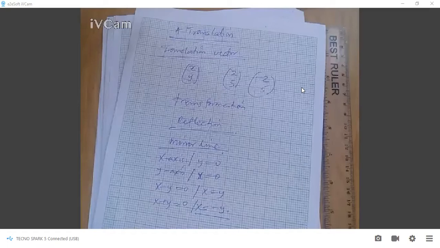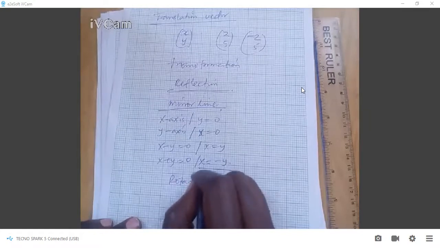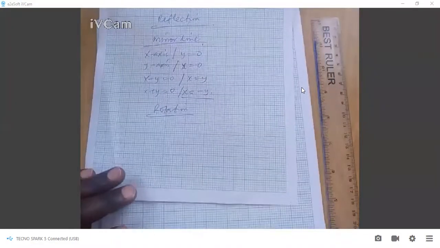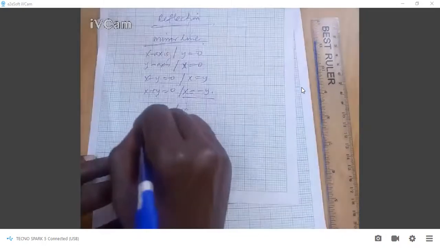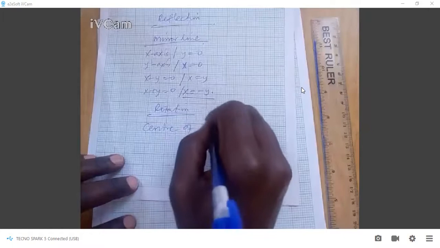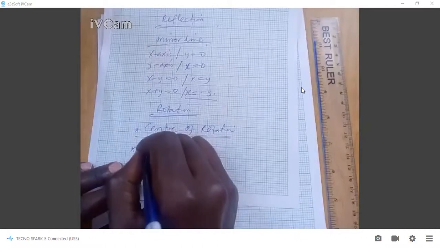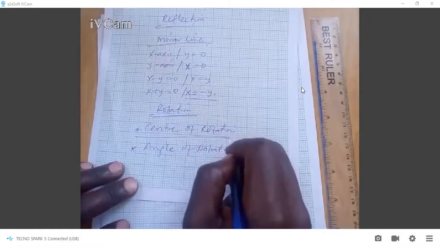Now, you also looked at a rotation. What do we need to know about a rotation? What exactly do we need to notice? When you look at a rotation, you talk about the center of rotation. It's very important that you bring that out. Center of rotation is very important. Then you need to also look at the angle of rotation. What is the angle of rotation?